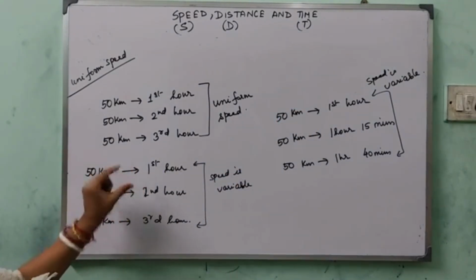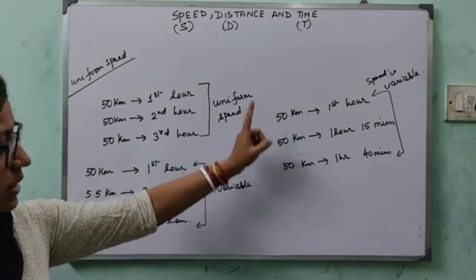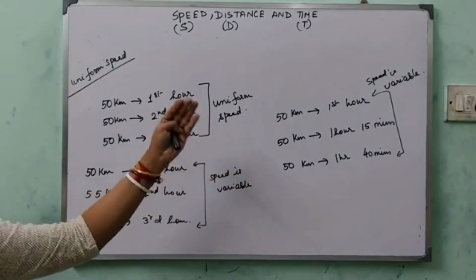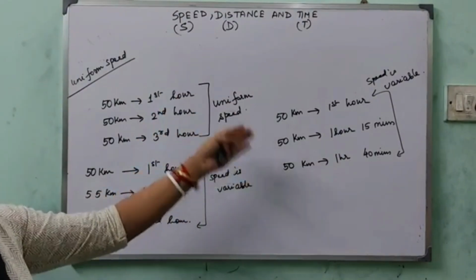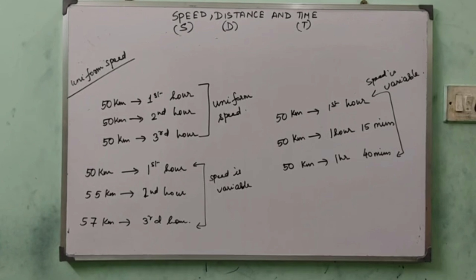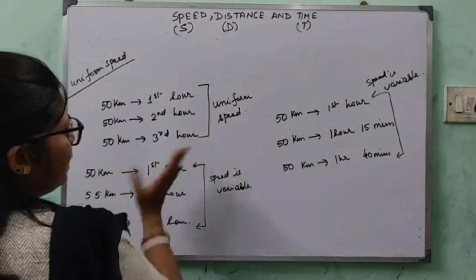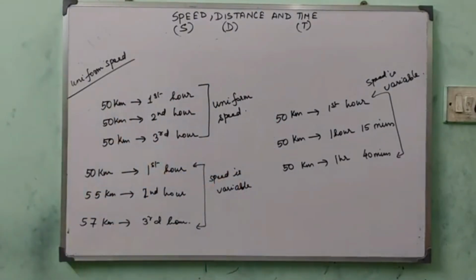Here the time taken was the same, but the distance covered was different. Here the distances covered in each case were the same, but the time taken to cover that distance is different in the different cases. So what I can see here is that even in this case the speed is variable. So I hope the uniform speed and variable speed is clear to you.